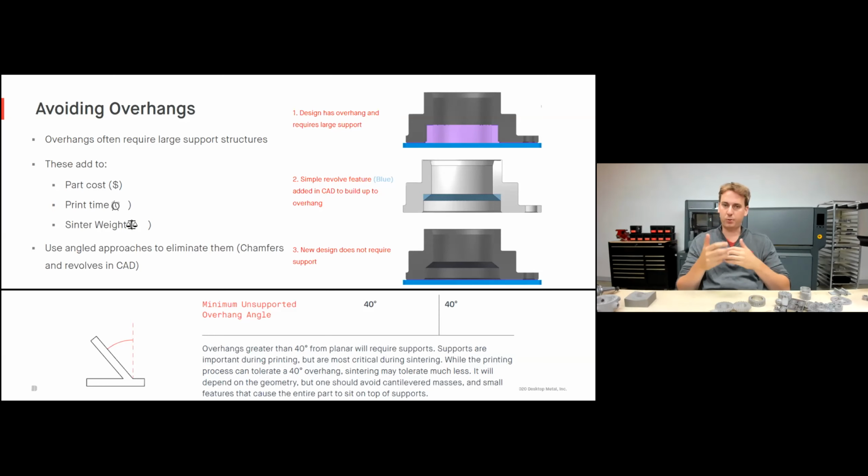So you have a minimum supported overhang angle of 40 degrees from the plane that will require supports. So, very simple to add a revolve, add a chamfer, to greatly reduce the amount of supports needed, reduce your part cost, lower the print time, lower the sinter weight. So just another thing to be thinking about.